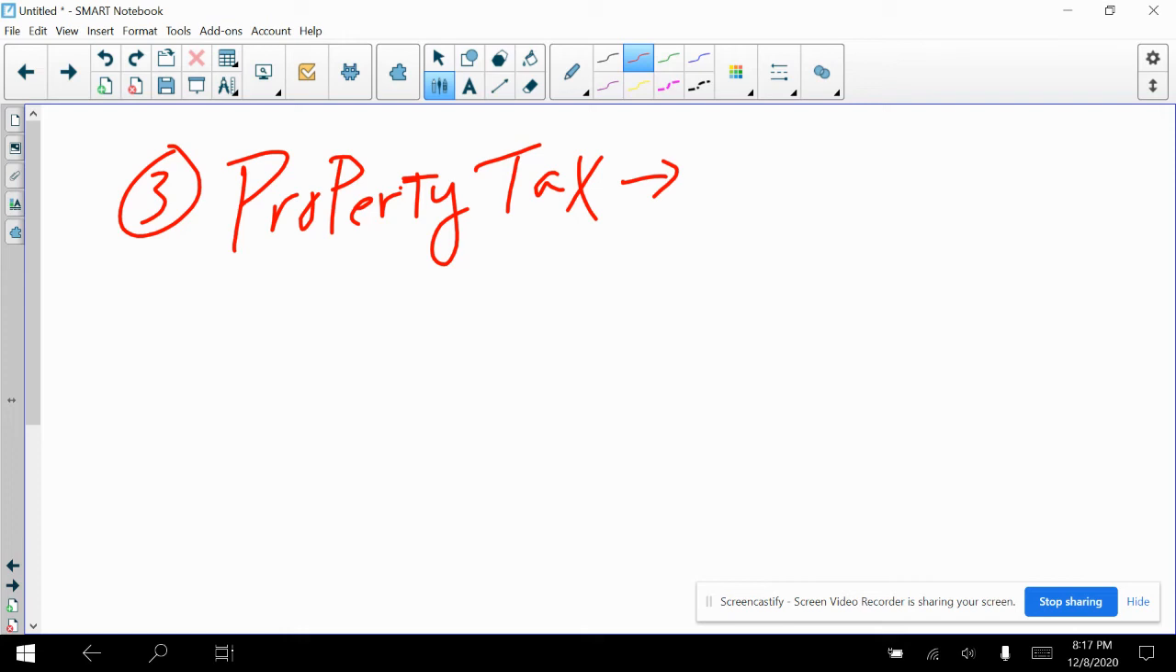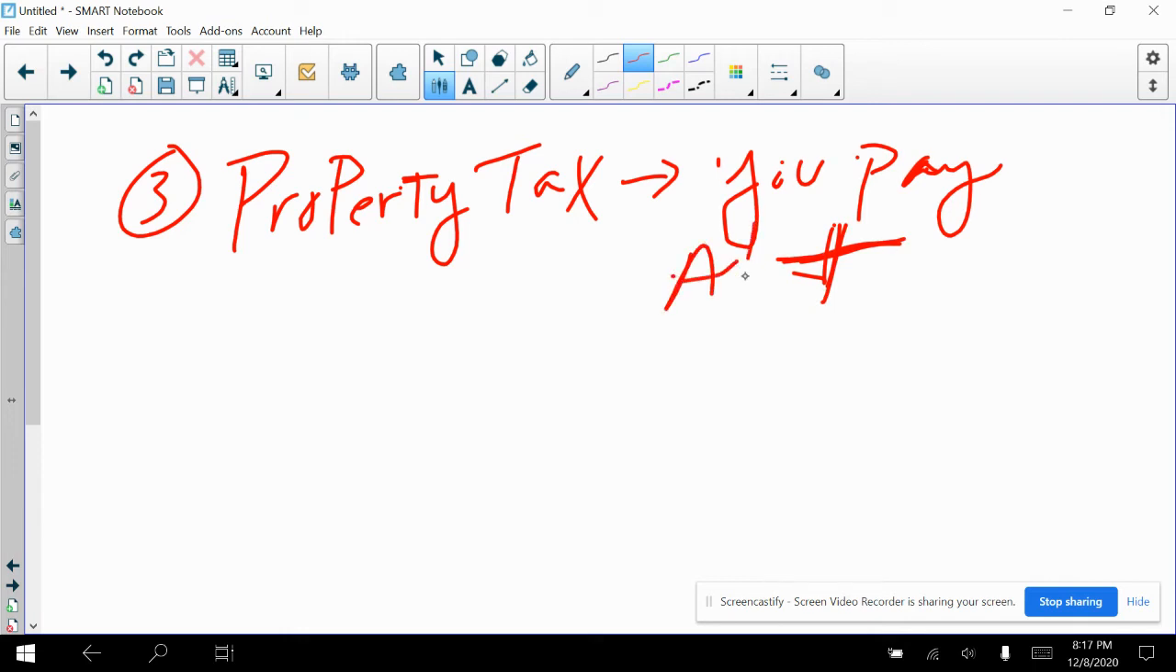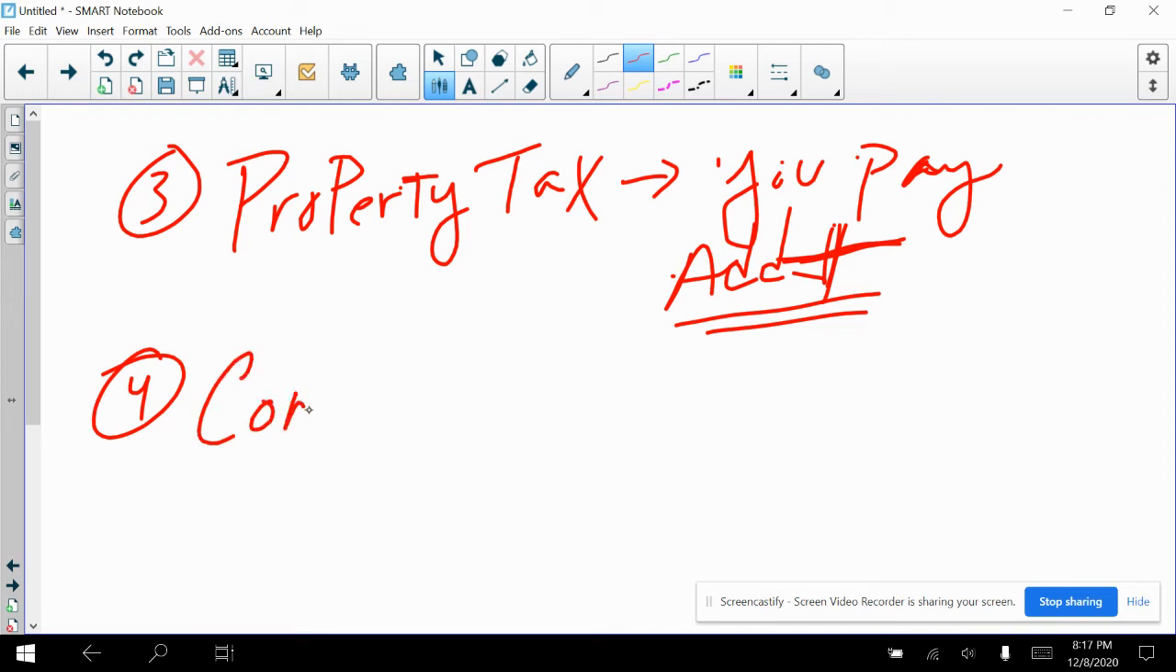where you live in the United States. Okay. And for us in Jackson Township, there's a property tax, there's a cost to us for living in Jackson Township. Okay, so that again, that's something that you pay. Okay, again, that's an added cost. Okay, you add that on. Okay, hopefully that makes sense. Number 4 is something called commission.